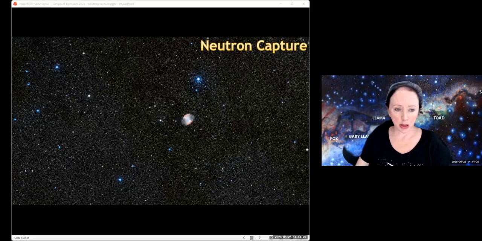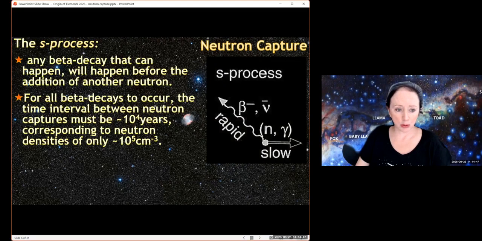A nucleus can capture another neutron, or it can beta decay. Let's start with the slower case, the S process. So our nucleus captures a neutron, and then there's time for it to beta decay before another neutron is captured. Remember what beta decay does. A neutron becomes a proton, so the atomic number increases by 1, and we've moved to a new element. Then that nucleus might capture another neutron, and if it becomes unstable, there's again time for it to beta decay.